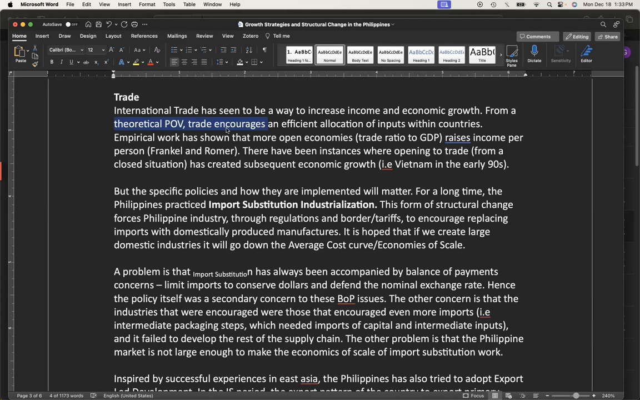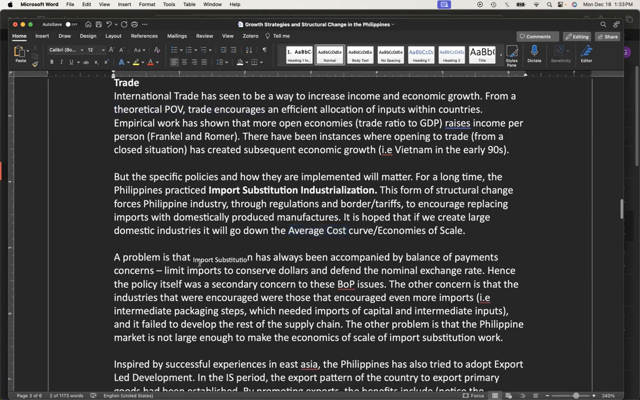So you can imagine tariffs being part of that. Instead of importing manufactures, you have a tariff to discourage that. And instead of buying from abroad, you will encourage domestic production of those manufactures. It's hoped that manufacturing will create these large domestic industries, and the larger it is, the more we'll take advantage of economies of scale and go down the average cost curve.